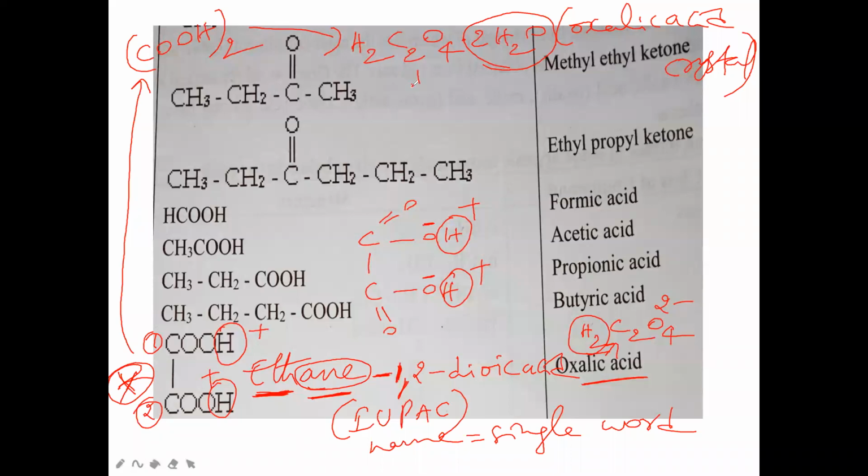What is the gram molecular weight of this? H2C2O4 2H2O is 126 grams per mole. So what is the gram molecular weight of this one? 126 grams per mole. So this is about oxalic acid. Is that clear? If you want to take a screenshot, you take it.